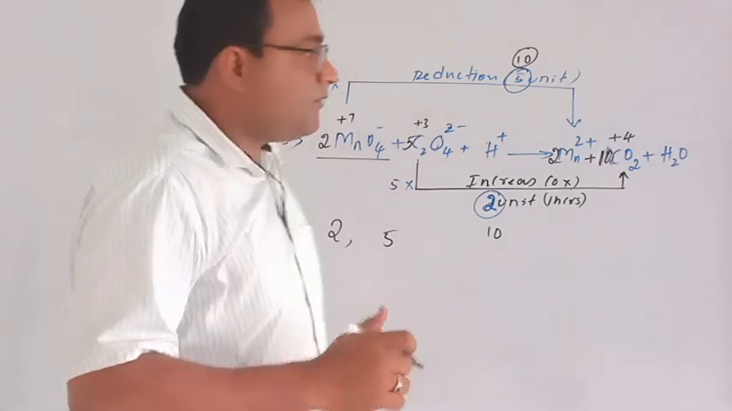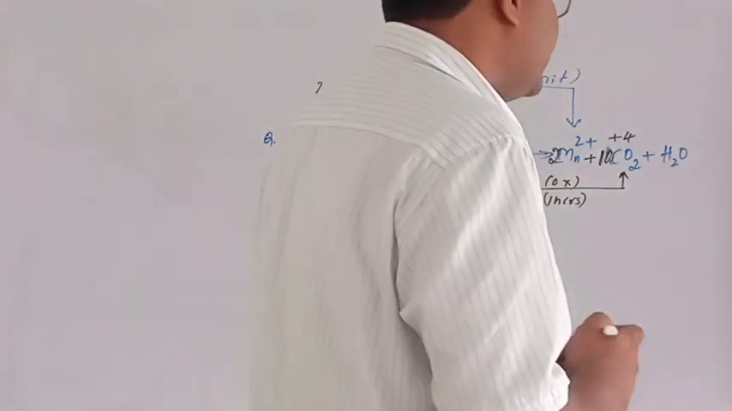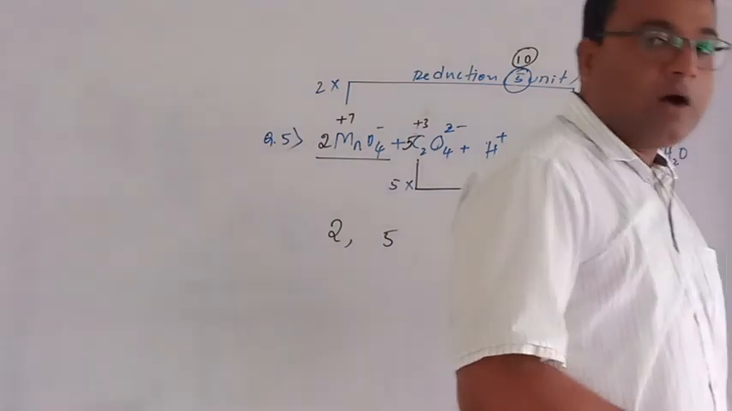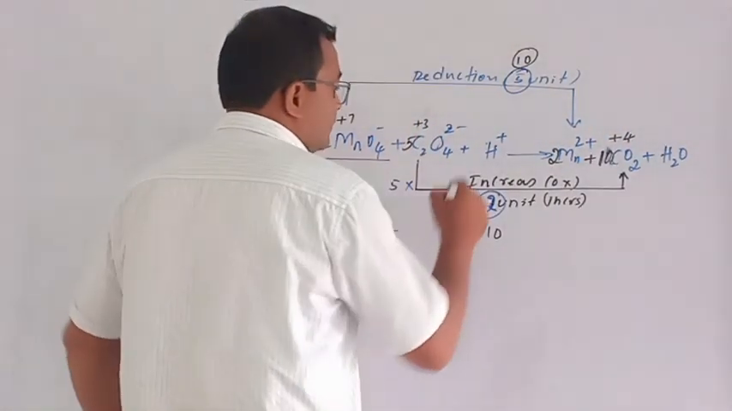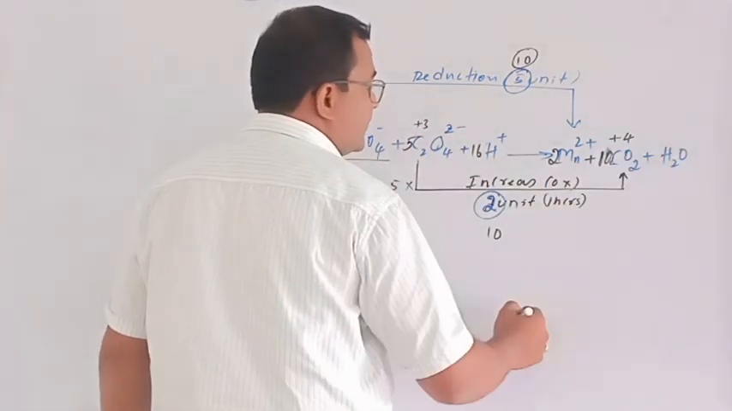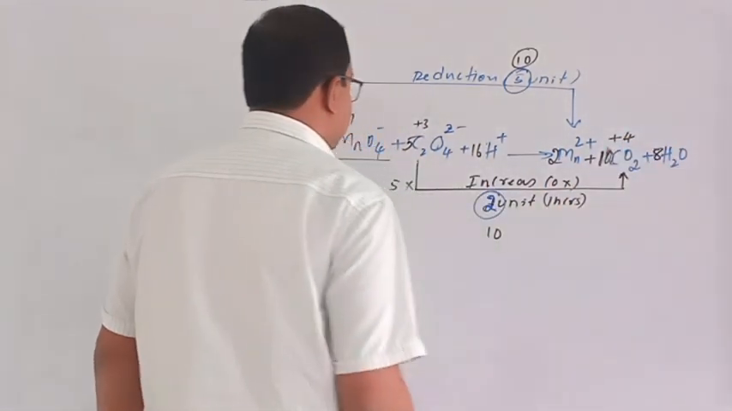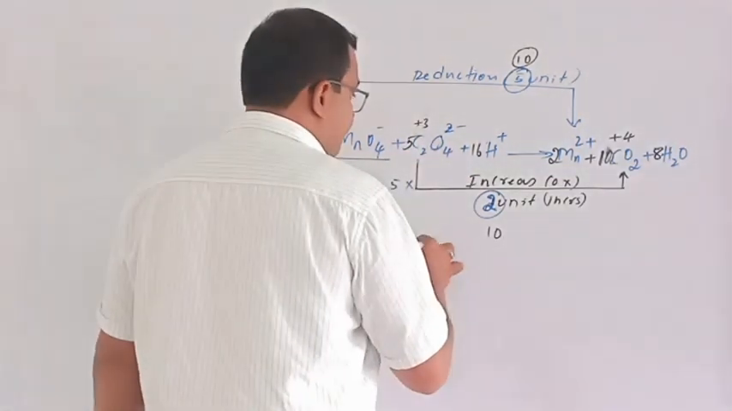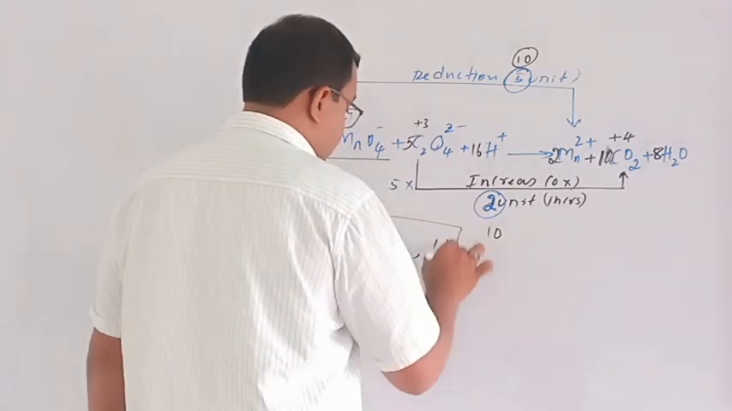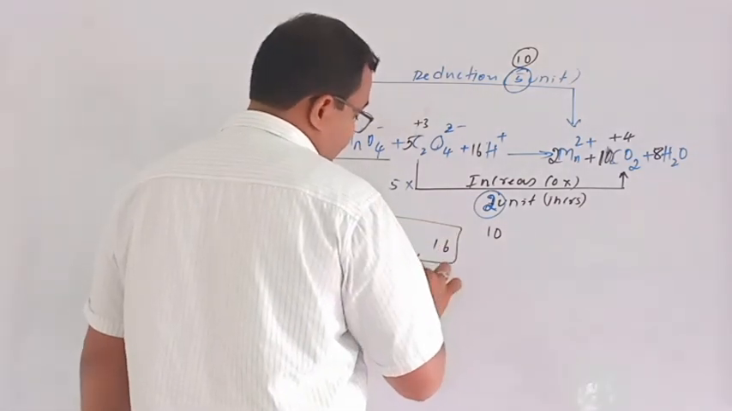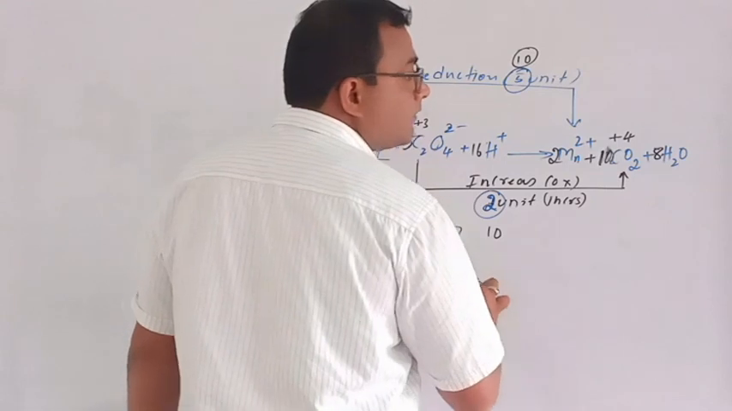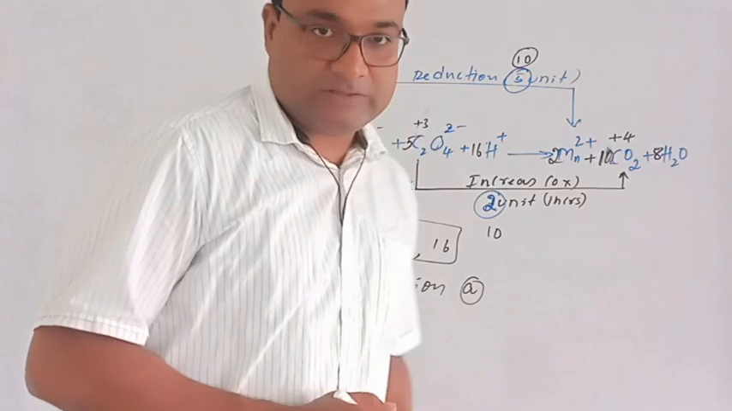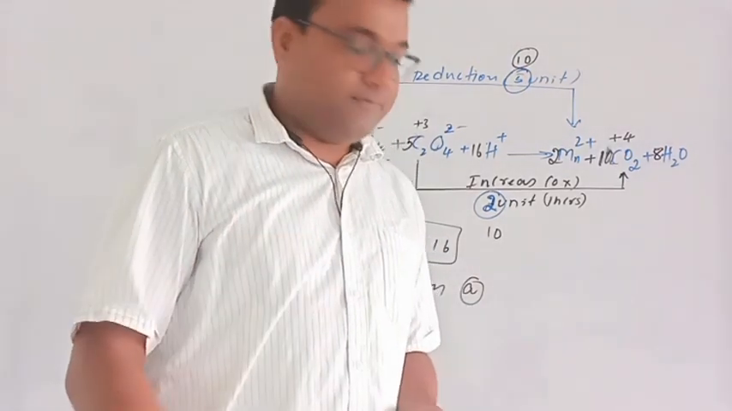First see the option whether it is there or not. Yes, it is there. 2, 5. 2, 5. This is 16 straightforward again, right? So option A is the correct option. So this you will get 16 if you balance it by taking 8 oxygen. So you will completely balance 5, 16. So option A, 2, 5, 16 is completely balanced.